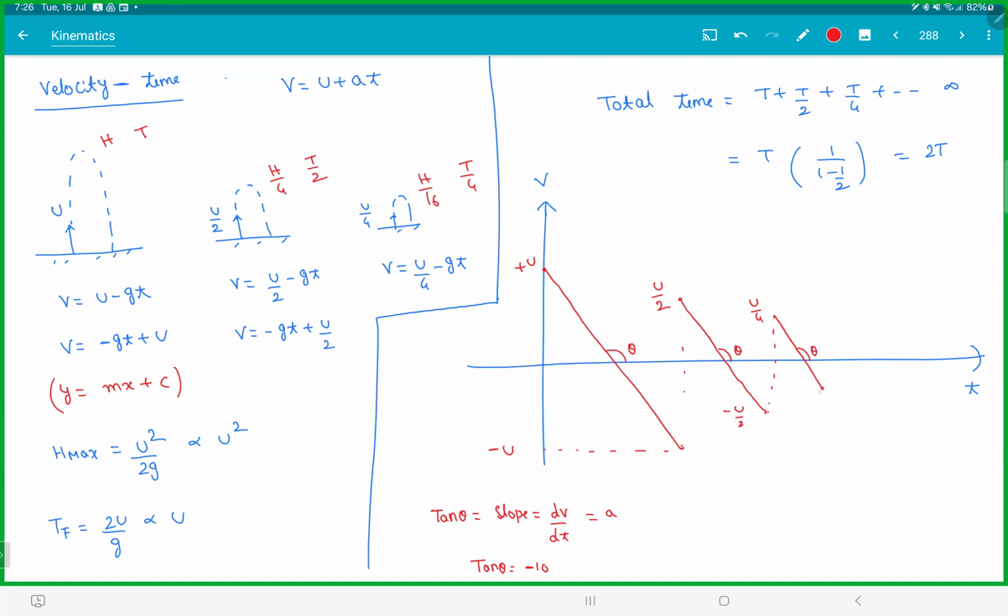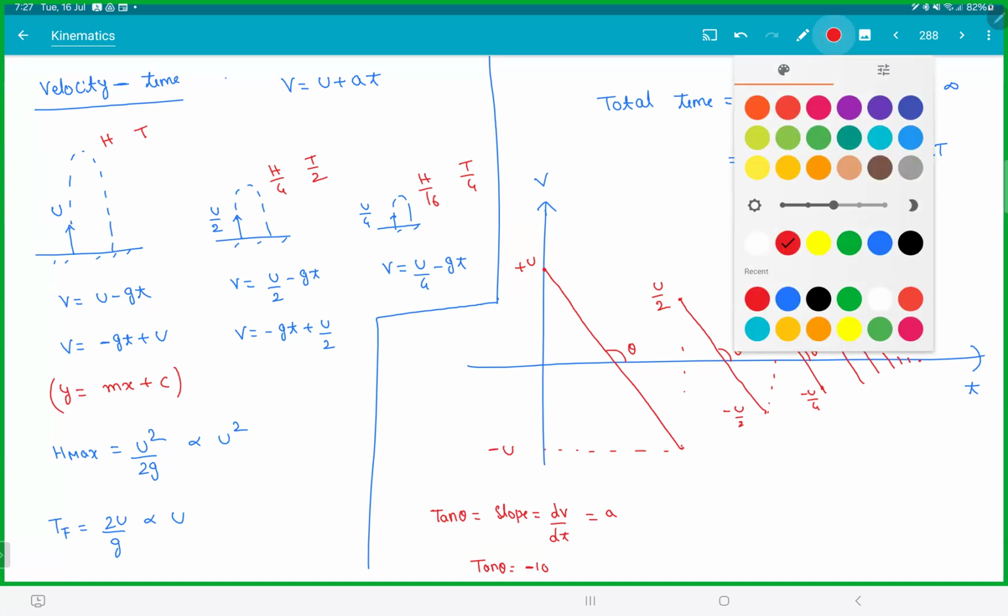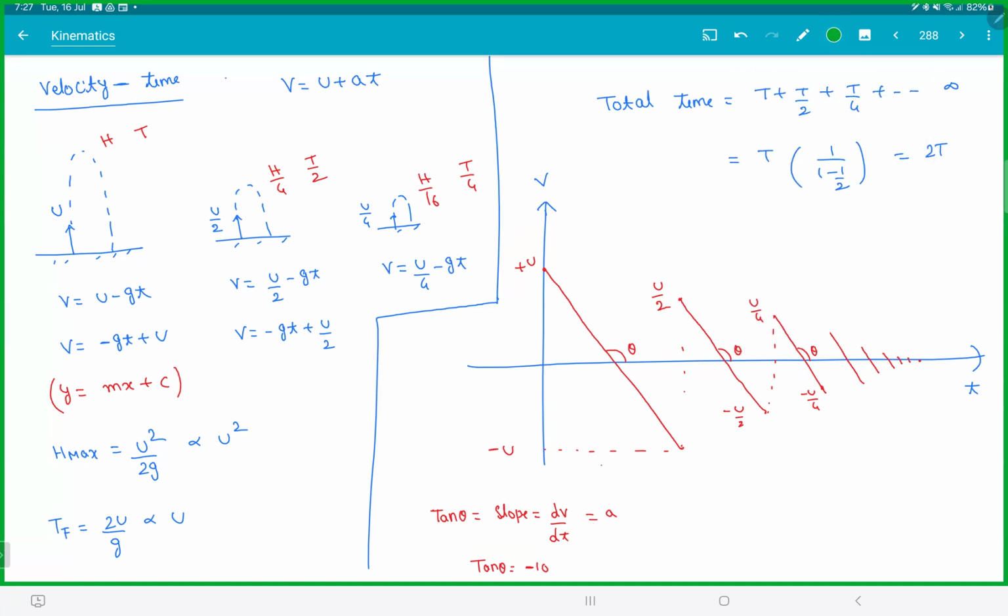Again, theta minus u by 4. Again, you'll get a parallel line, parallel line, parallel line. Now, how do we know the graph stops here? Look at the time interval. For the first collision, the time taken is t. For the second collision, the time taken is t by 2. For the third collision, t by 4. The next one is t by 8. Next one, t by 16, and so on. So eventually, the graph should stop at 2t, 0.